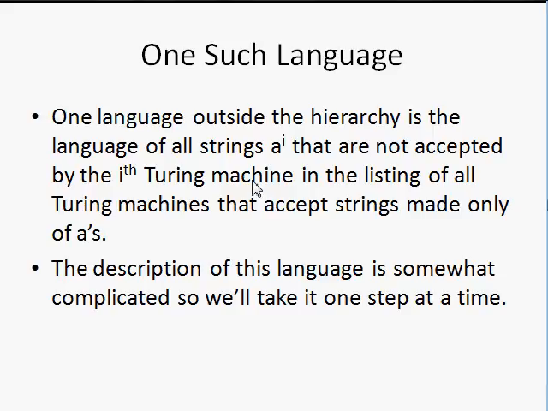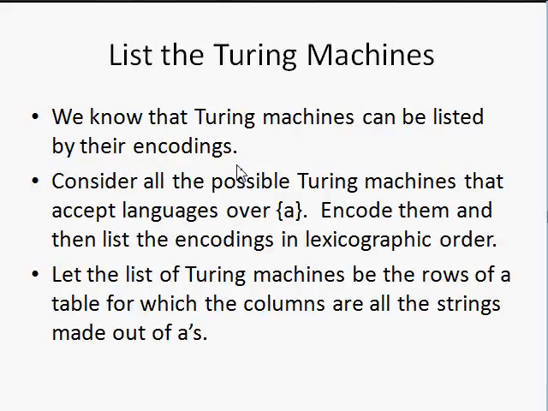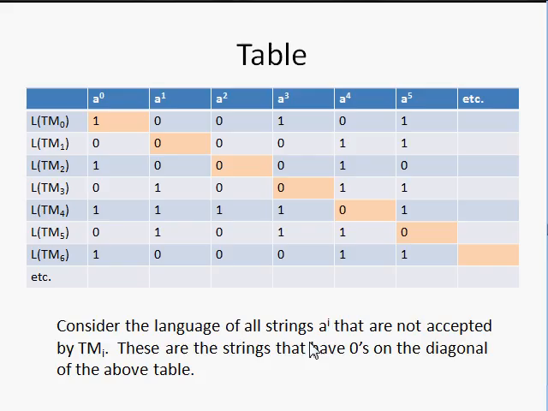You get it? All right, well, let's take it a little bit more slowly. So we know that Turing machines can be listed by their encoded strings. Think of all the Turing machines that work with just A's. Make a list of them. And put those Turing machines into a table like we've been looking at, where the rows of the table are these Turing machines. So it looks kind of like this.